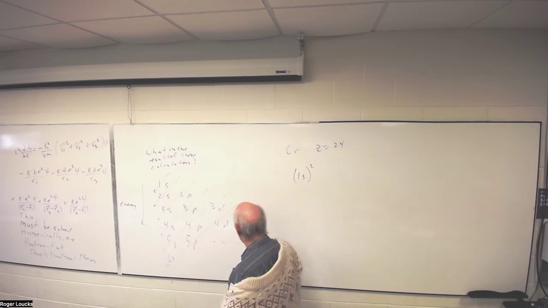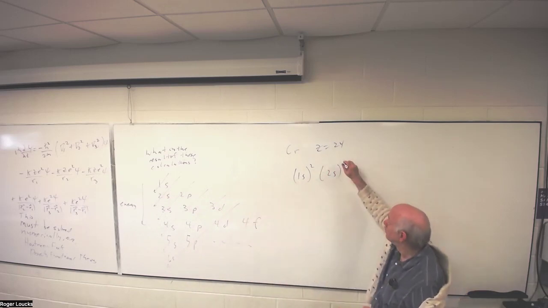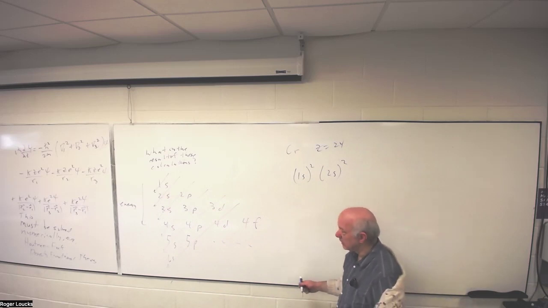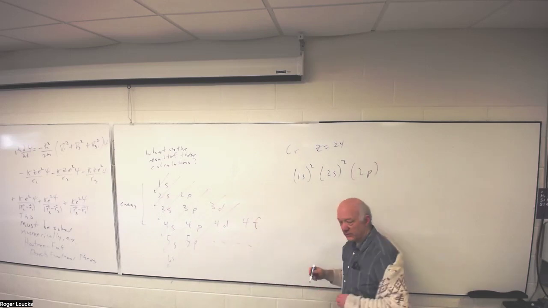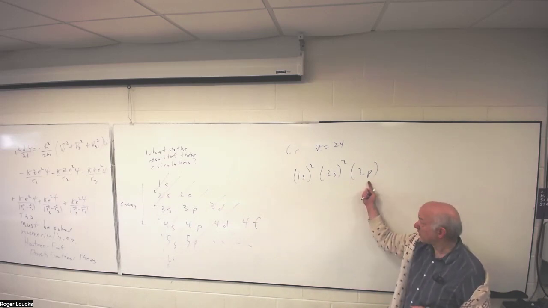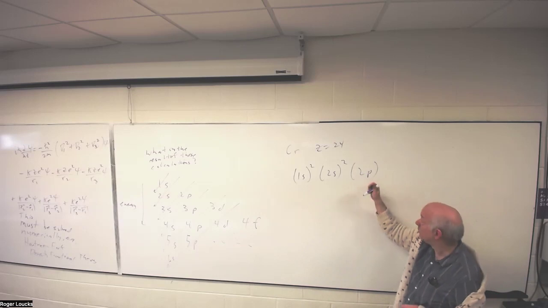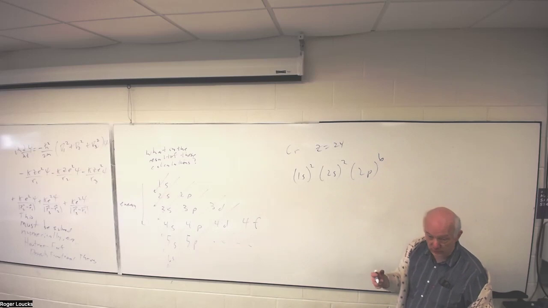So where do they go next? They now go to the 2s. How many can we put in that s state? 2. Where do they go next, according to this prescription? Now they go over to 2p. P has an L of 1. So how many electrons can go in there? 6. Because with L equals 1, there are 3 M states, and each of those states can have a spin up or spin down. So how many electrons do we have so far? 10, with 14 more to go.